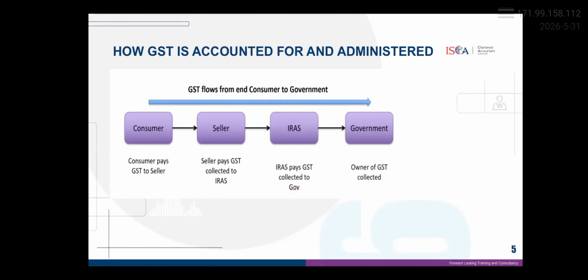From an end-to-end perspective, you can see from this diagram that the consumer is the one that is forking out the GST, and the GST that's being paid will eventually flow all the way to the right-hand side to the government. And this is where, for example, when a consumer pays GST to the seller, the seller will act as an agent to the government, collects the GST, and pay it to the Inland Revenue Authority of Singapore, who will then collect the GST and forward them to the government as the government revenue.